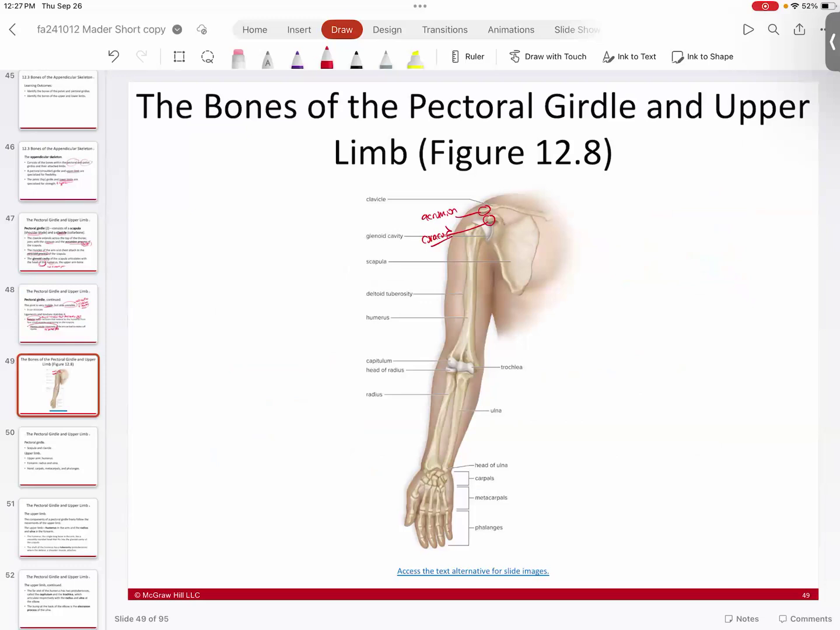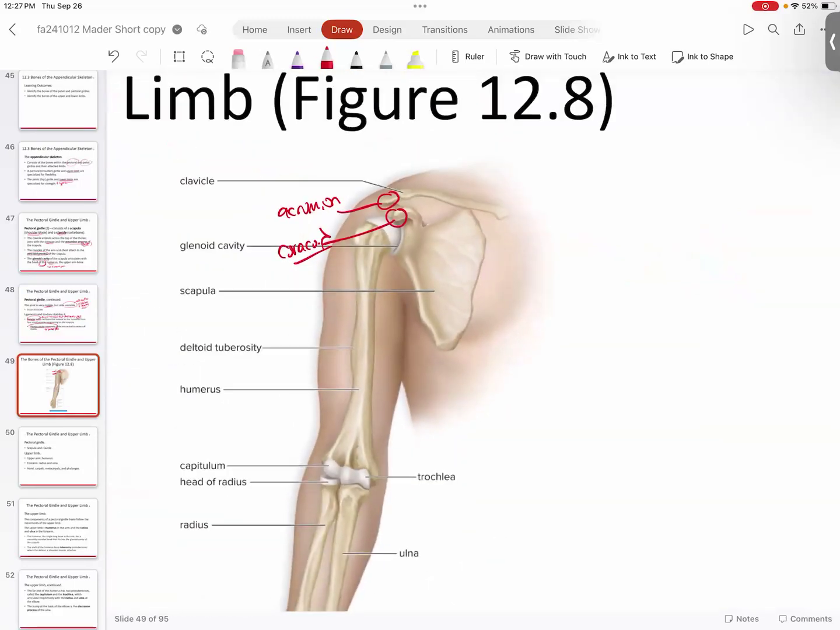So here's kind of what it looks like. You can see the head of the humerus here. So here is the glenoid cavity. You can see that shallow little bowl right there. And you have the head of the humerus right there, which is snuggling into the actual bowl. And so you have your rotator cuff muscles attaching and holding your humerus into the glenoid cavity.